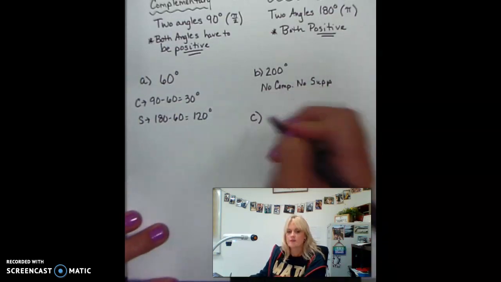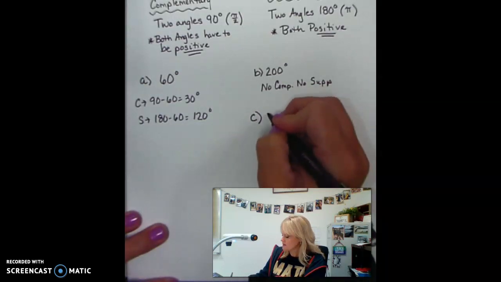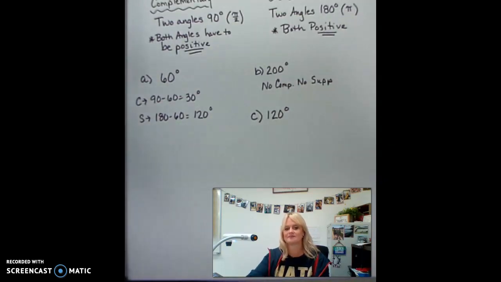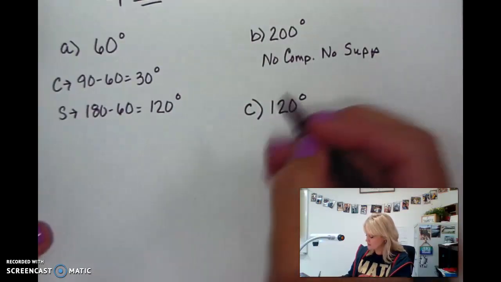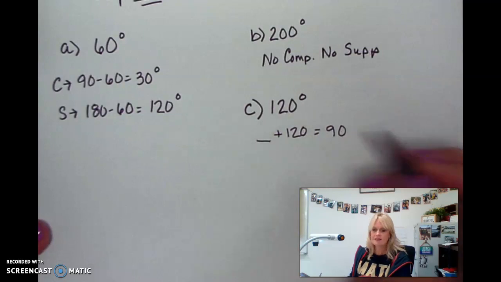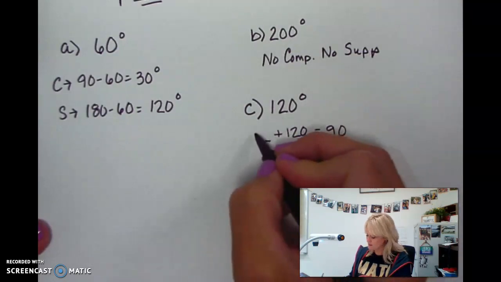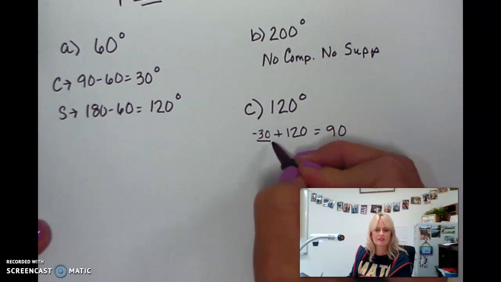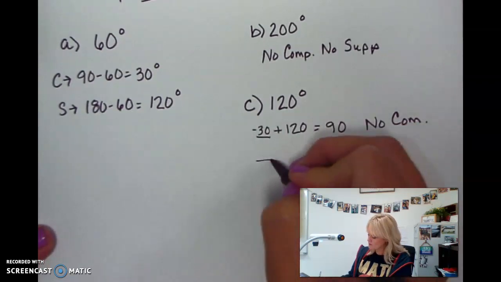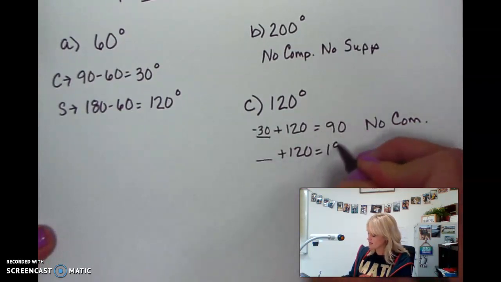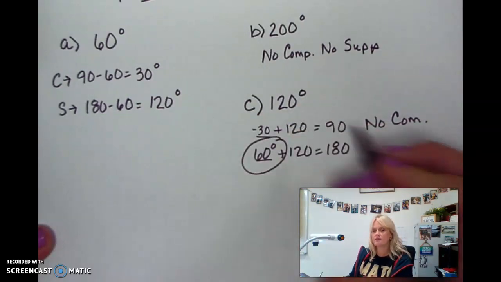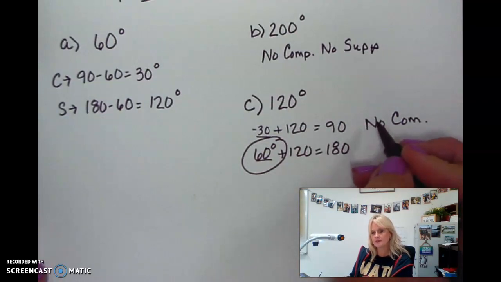On your own, pause the video after you tell me the complementary and supplementary angle to 120 degrees. So we need two angles that add up to 90 degrees. The only one that would work here would be like a negative 30. And remember, we can't have a negative, so there is no complementary angle. However, what plus 120 gives us 180? And that would be 60 degrees. So there is a supplementary angle, but no complementary angle. So that can happen. Okay?